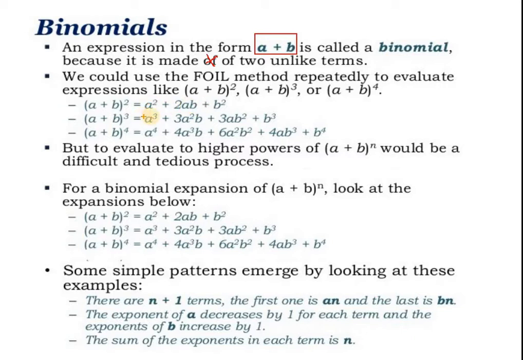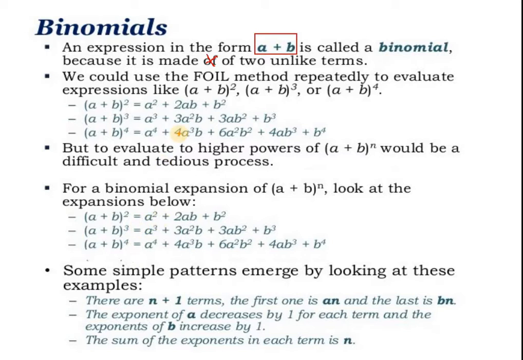Here the exponent of a starts from 3 and it will decrease term by term to the right side. Similarly, the exponent of b will start from 0 and it will increase from left to the right side. Moreover, in every term, the sum of the exponent of a and b will be 3. Since the exponent here is 3, so in every term the sum of the exponent of a and b will be 3. Here the combined exponent of a and b is 3, that is 2 plus 1 is equal to 3.